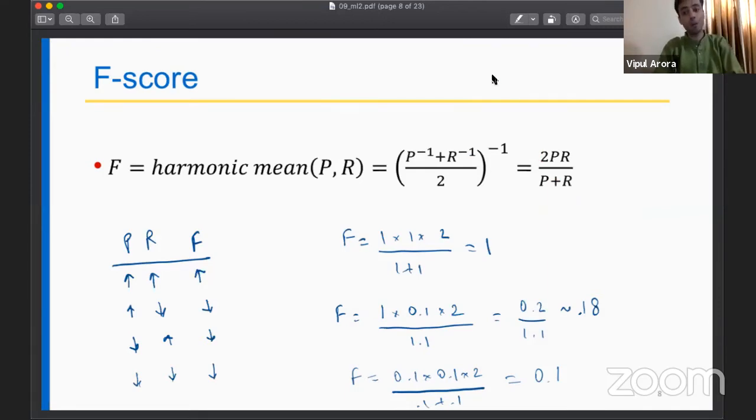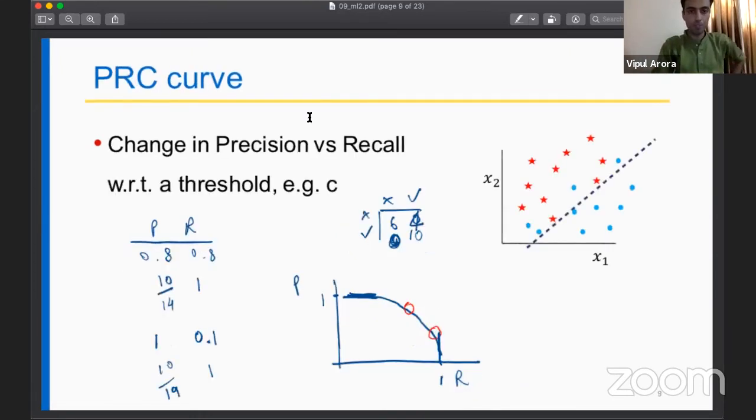Which is more important depends from problem to problem, right? You cannot make a model which gives you 100% precision and 100% recall, which means you have to do some balancing. My precision may go up, my recall may go down. If my recall goes up, my precision may go down. So how do you find the balance? That depends from problem to problem. So these two things can vary.